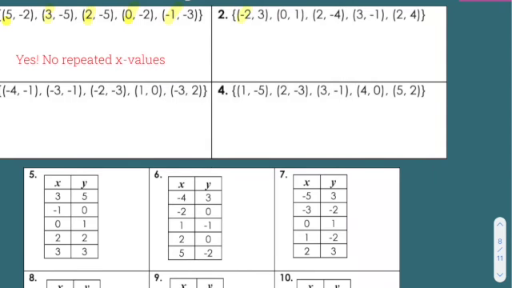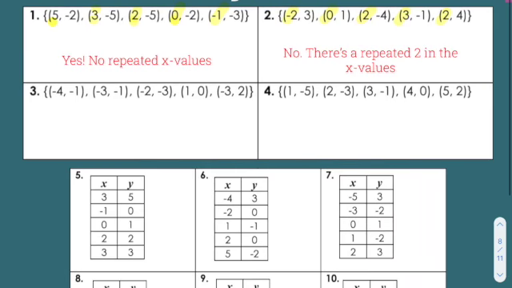Number 2 is a relation. Let's take a look at the x values. -2, 0, 2, 3, and 2. We have a repetition in this case. We have 2 and 2 repeating. This means that no, this is not going to be a function because there are repeated x values, all right?